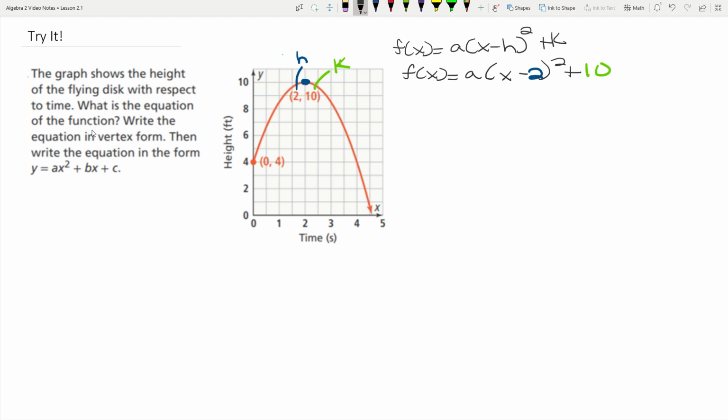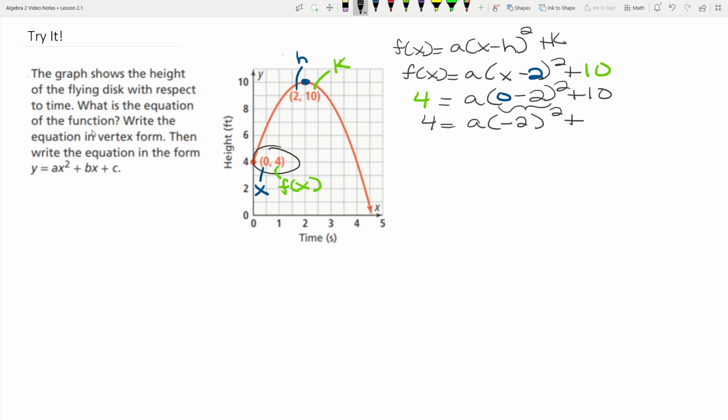All right, so now we're going to find a. We're going to be using these coordinates here. So now this is going to be my x. That's going to be my y. My f of x, or y, same thing. So if we plug it in, we get 4 equals a times 0 minus 2 squared plus 10. So this is going to be negative 2. So 4 equals a times negative 2 squared plus 10. Negative 2 squared is 4. So 4 equals 4a plus 10, minus 10 on both sides.